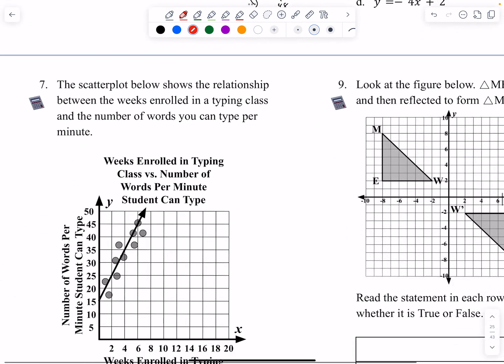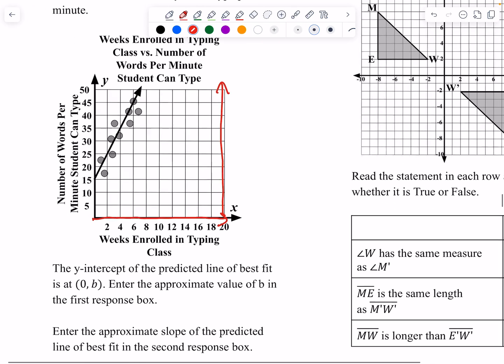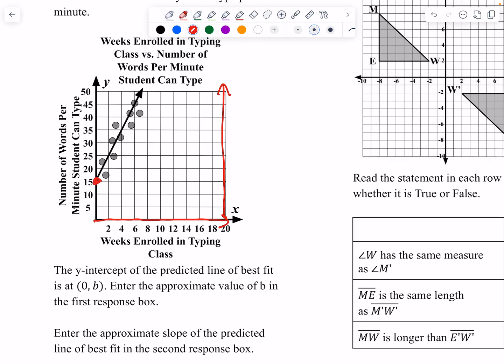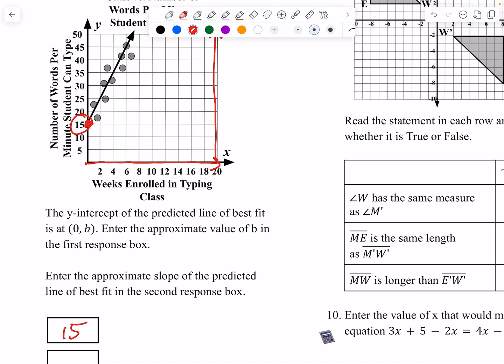All right, number 7. The scatter plot below shows the relationship between the weeks enrolled in a typing class and the number of words you can type per minute. So notice, if I want to read this graph, the more weeks you spend in class, the more words you should be able to type per minute. Does that make sense? I hope so, right? That just means you're doing your actual work. So, all right. The y-intercept of the predicted line of best fit is at 0, b. Here's your y-intercept. Boom, right there. Enter the approximate value. Oh, that was 15. That was easy.